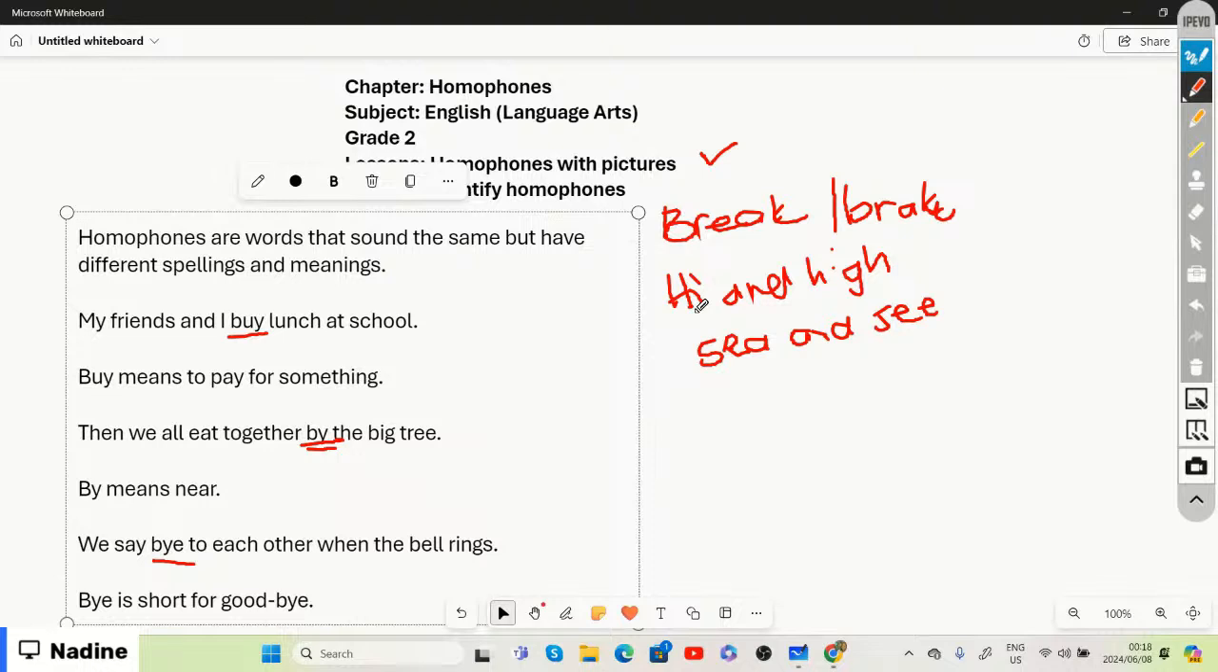Then we have word high and high. And the first word high, which is just H and I, is like where you're greeting someone. And then we have another word high, which is HIGH.